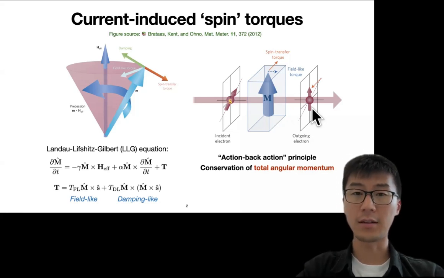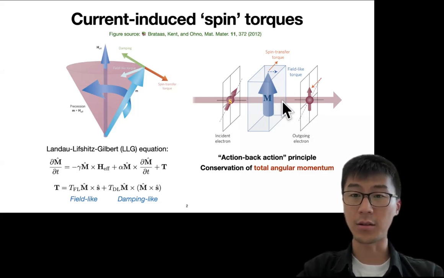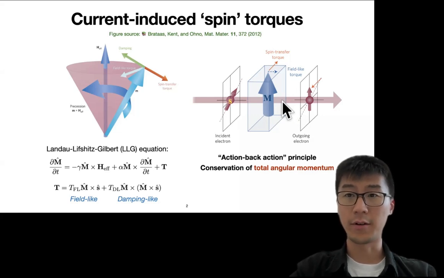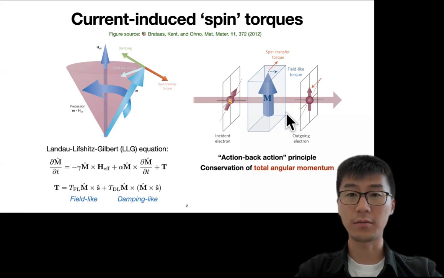And I want to emphasize that in principle, the magnetic dynamics is governed by the conservation of total angular momentum, including both orbital and spin parts. For historic reasons, however, the orbital part didn't get the attention that it deserves, unfortunately. So that's actually what we're going to focus on.